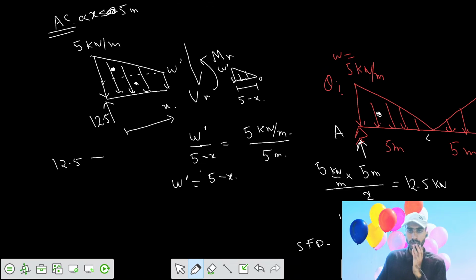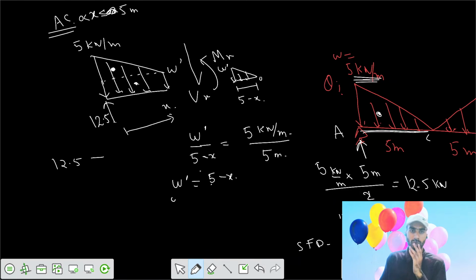So it's easy. This 5 kilonewton per meter is varying over the 5 meters. So per 1 meter there would be a change of 1 kilonewton. So what should be the value after you go from, say, x to x? Maximum it was 5, and however much x it has moved, that you have to subtract.